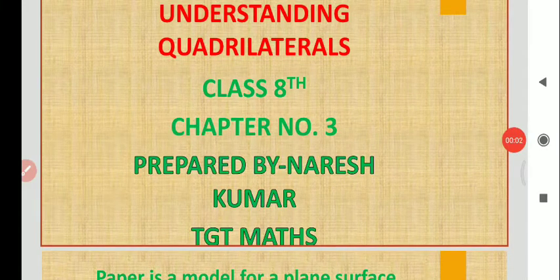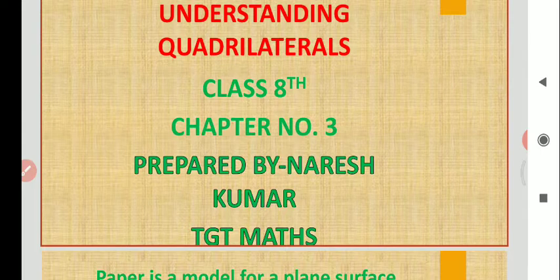Hello, good morning, students. Today we are going to start our new chapter of ninth class, quadrilaterals. But before we start this chapter, we should know what quadrilaterals are. Quadrilaterals we already discussed in 8th class. Everyone knows there are different types of quadrilaterals.